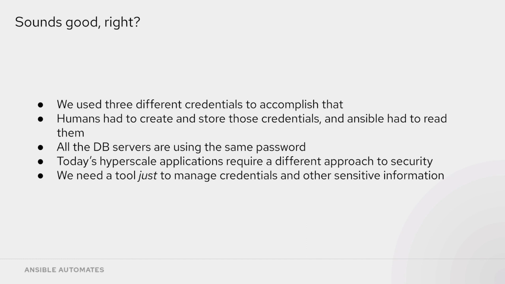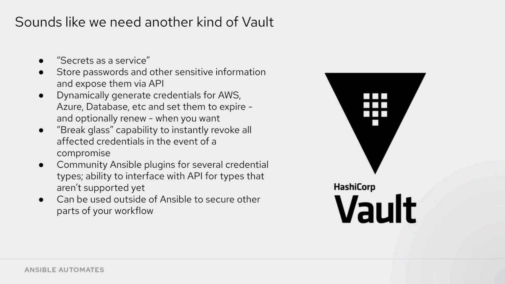So this is where the need for a more security-focused tool set comes in. When you're doing things at this kind of scale, you need something whose only job is to worry about managing credentials and other sensitive information. So this brings about the need for another kind of vault. And again, we're going to focus on HashiCorp Vault. HashiCorp Vault is built as secrets as a service, meaning it exposes an API that does nothing but store, secure, and dynamically generate credential information and other sensitive info. It can be used to dynamically generate credentials for Amazon, Azure, databases, and other credential types.